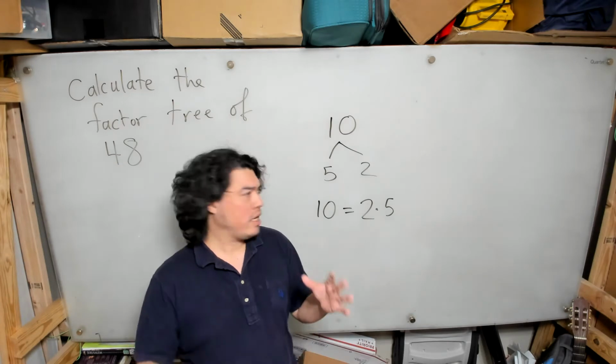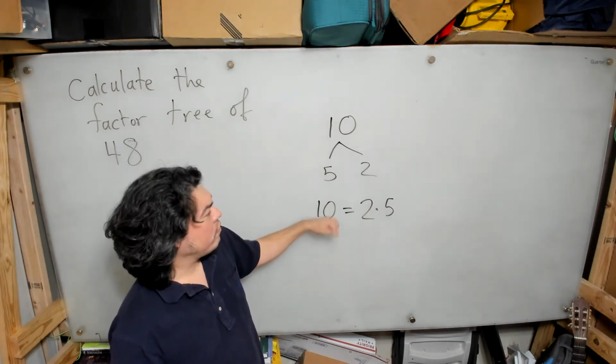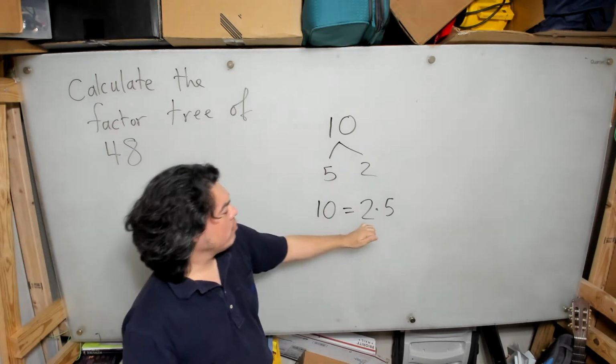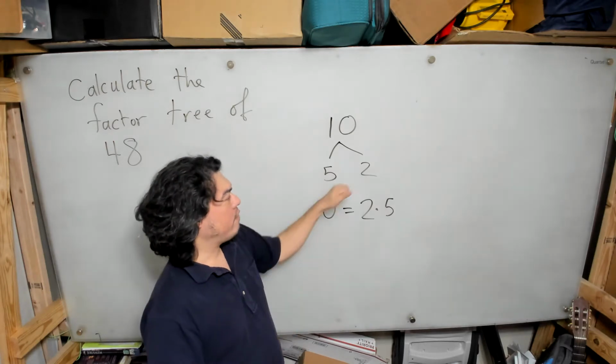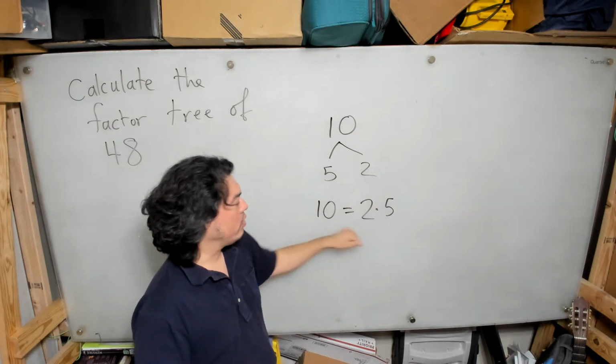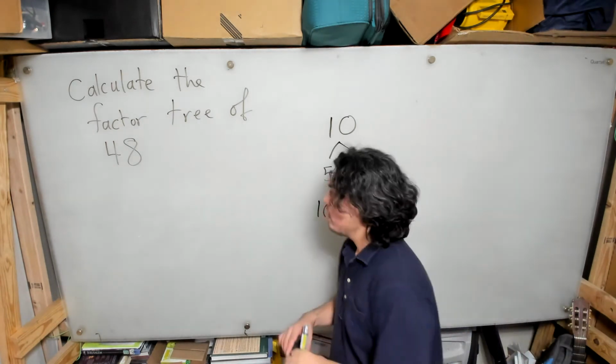And now with this basic example so that you can see what a factor tree is, here we found the factor tree for 10. These numbers, the 2 and the 5, are known as the factors or prime factors. And the factor tree allows us to find this breakdown of 10. And so now we're going to do that for 48, okay?